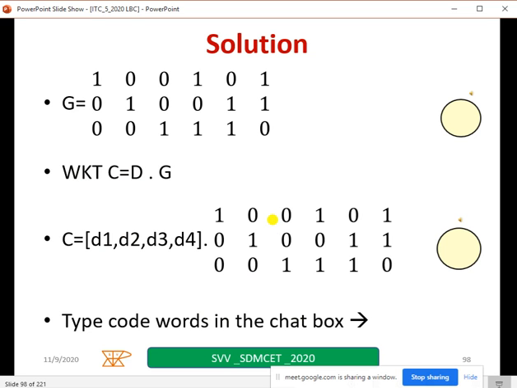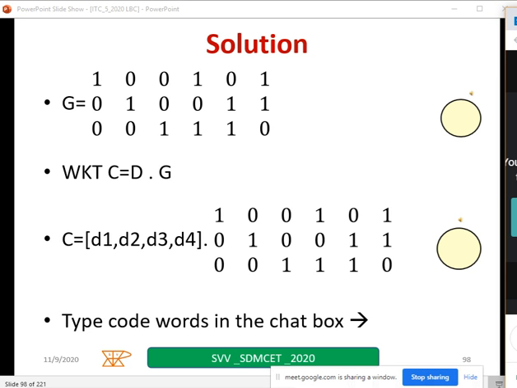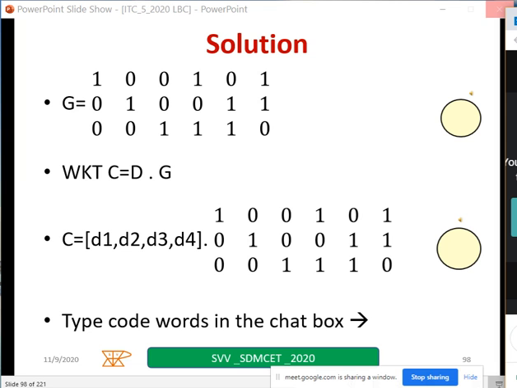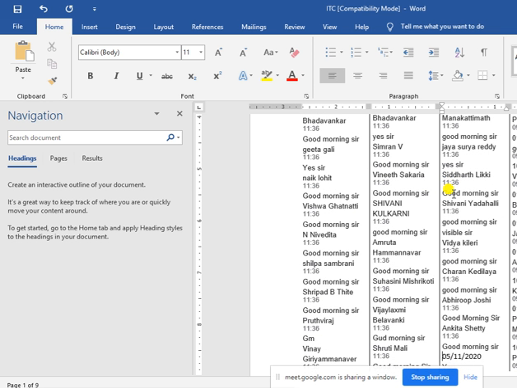Amrita has typed. Nivedita has typed in a row. Vijayalakshmi has typed the answer. And Shilpa Samrani, Rohan, Sripath, Ankita Shetty, all they have typed. Now I want you people to type the code words. I'll show you the code words also after some time.